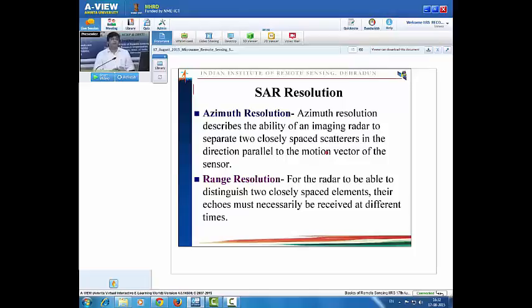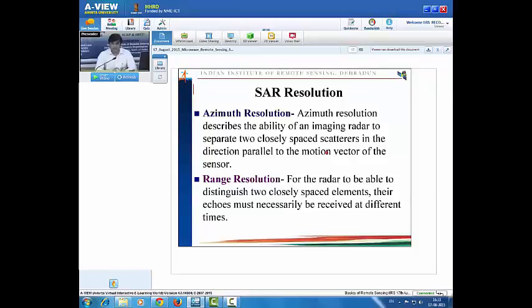Now again, when we are talking about the resolution, azimuth resolution, as we have already discussed, since the SAR sensor is moving in the azimuth direction and transmitting the pulses in the range direction, each and every resolution cell of a radar image or SAR image will have two resolutions.